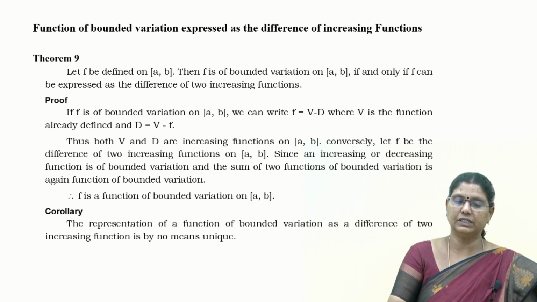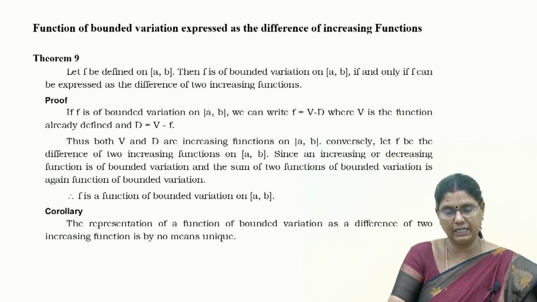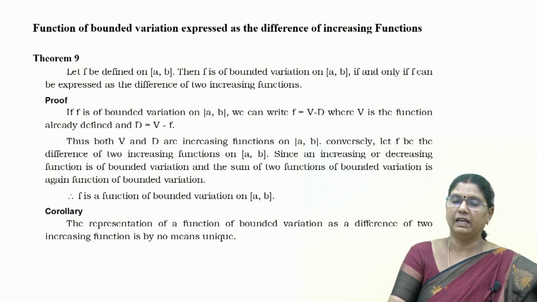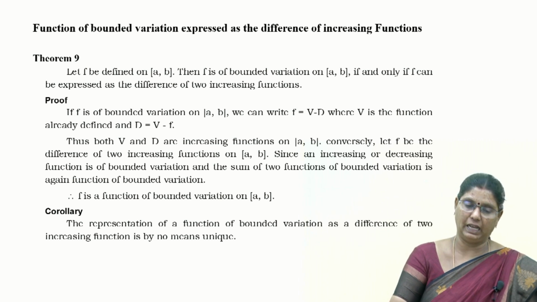Conversely, let f be the difference of two increasing functions on [a, b]. Since an increasing or decreasing function is of bounded variation, and the sum of two functions of bounded variation is again a function of bounded variation, therefore f is a function of bounded variation on [a, b]. So, here it is v minus d. Therefore, f can be expressed as a difference of two increasing functions if and only if f is of bounded variation on the closed interval [a, b].